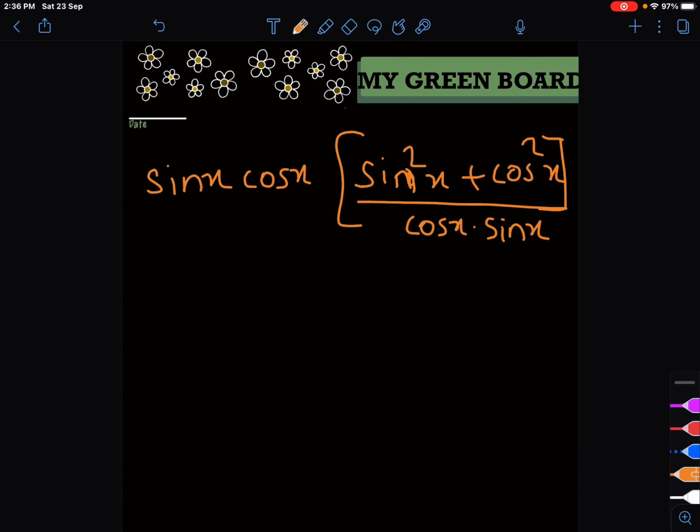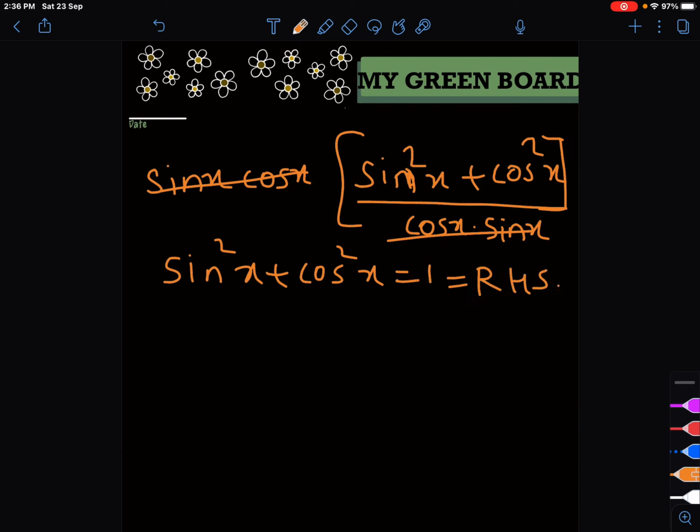Now what will happen? These two will get cancelled. So you will be getting sin square x plus cos square x, which is equal to 1 according to the identity, and which is equal to our RHS. So LHS is equal to RHS. Okay, children. Hence proved.